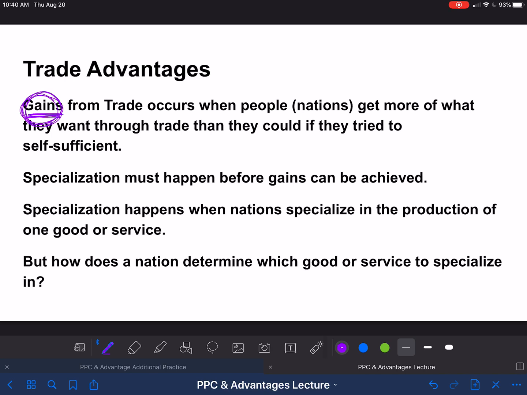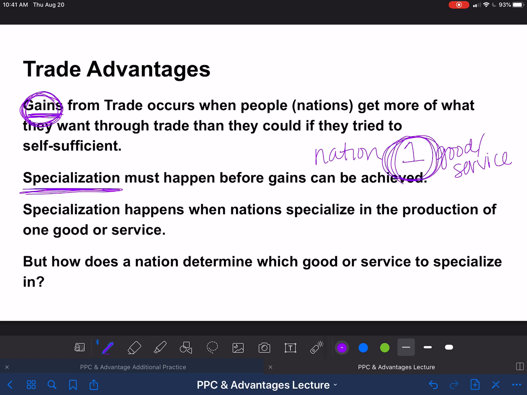So when nations start to talk about trade and think about trade, they're only going to trade things that they can't make on their own or that they can't make efficiently. So before we determine who's going to trade what, we have to figure out what the nations are going to specialize in. So that means a nation is only going to make one good or service. So when we are talking about specialization, we're going to force nations to only make one product, and that's it. They can't make two, they can only make one.